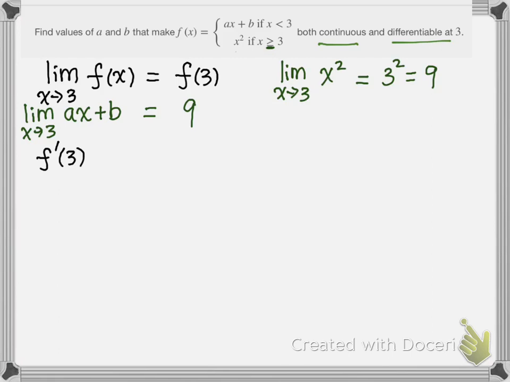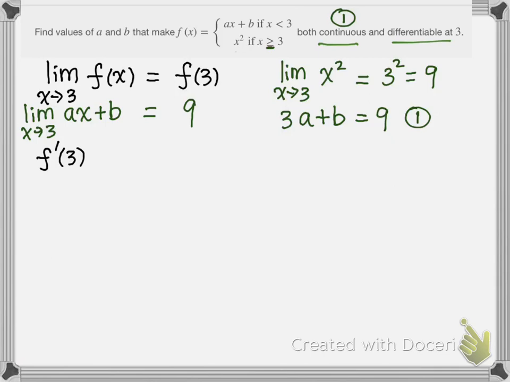So what does this equation tell us? What is this limit? With a constant in a limit, you just keep the constant. A is just a, and you replace x by 3. So you get 3a plus b, or a times 3 plus b, must equal 9. This is the first condition for a function to be continuous.